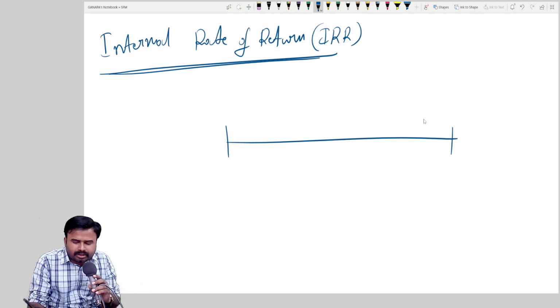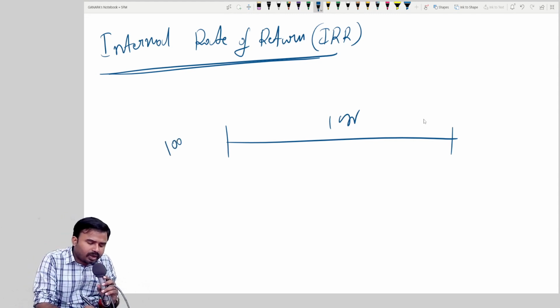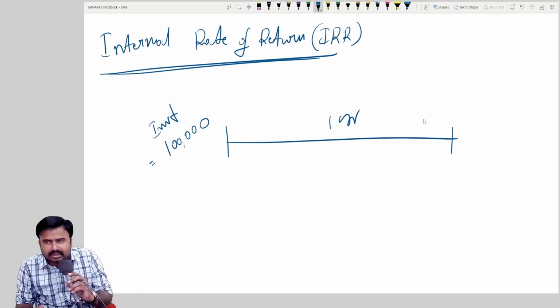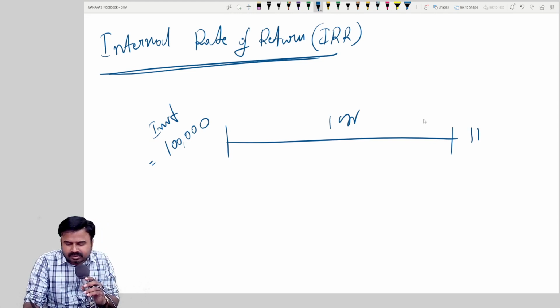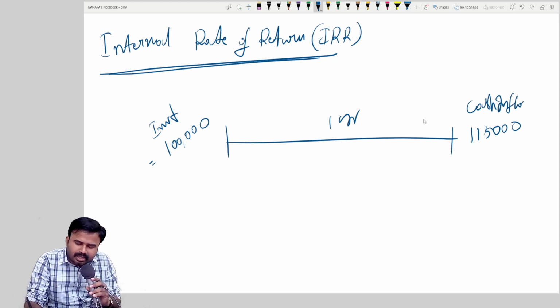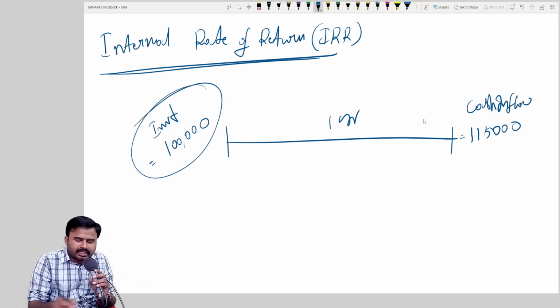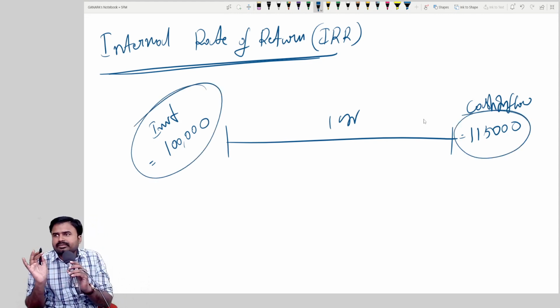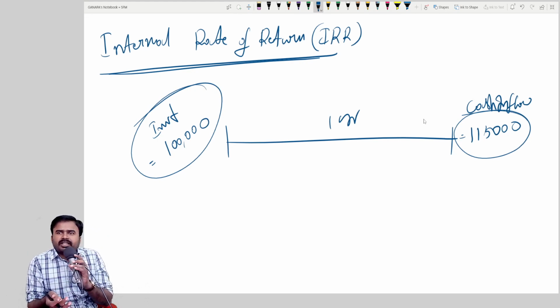I'm taking one example to understand this IRR concept. A project with a life of 1 year, and I've invested 1 lakh rupees in it. How much have I invested on this project? At the end of the first year, I got 1,15,000 cash inflow, and my salvage value is 0. So how much have I invested? 1 lakh. At the end of the first year, how much did I get? 1,15,000.